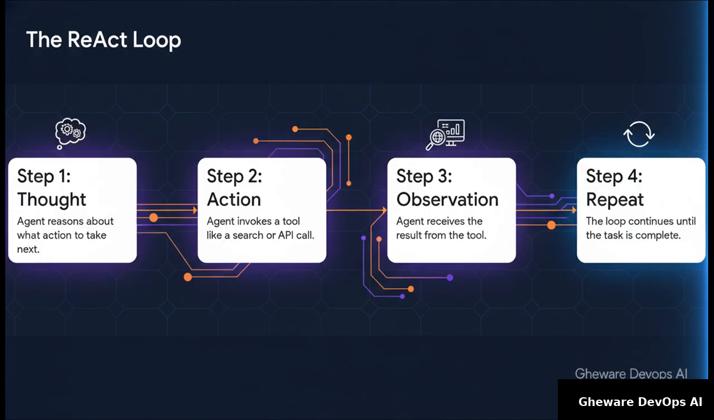It works like this. First, the agent has a thought, like, okay, I need to find the population of Paris. Then it takes an action. It calls a search API tool. Then comes the observation. It gets the result back. And here's the key. That observation feeds right back into the next thought, and the whole loop starts again. Thought, action, observation. Over and over until the job is done.